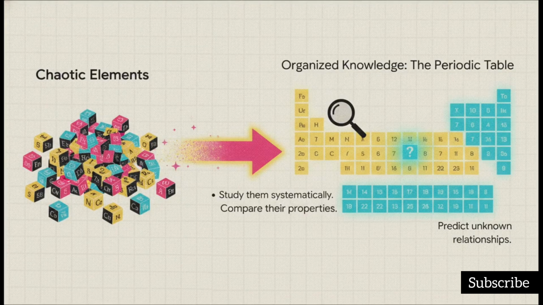And that's exactly why classification is a total game changer. It creates a functional system. Grouping elements gives us the power to study them systematically and easily compare their properties. But honestly, the coolest part? A solid system lets us predict the properties of elements that haven't even been discovered yet. It helps us see the hidden relationships between, well, all the matter in the universe.